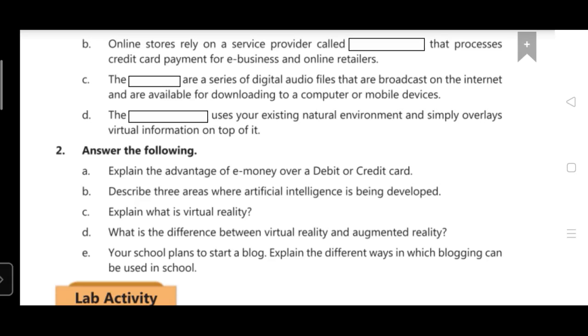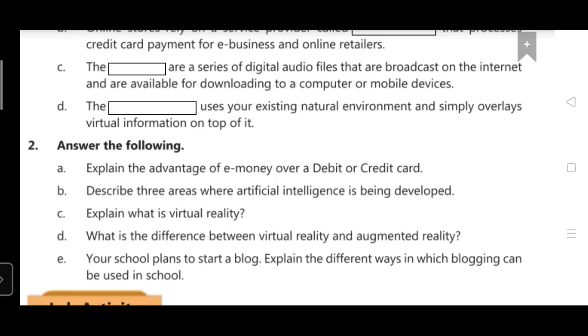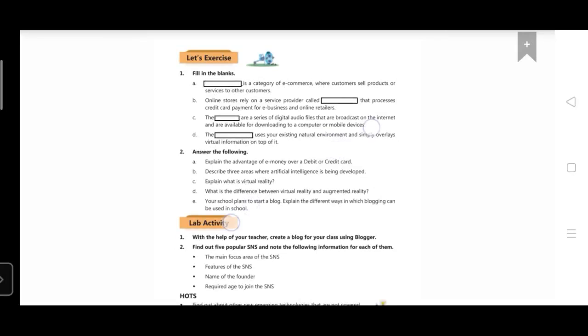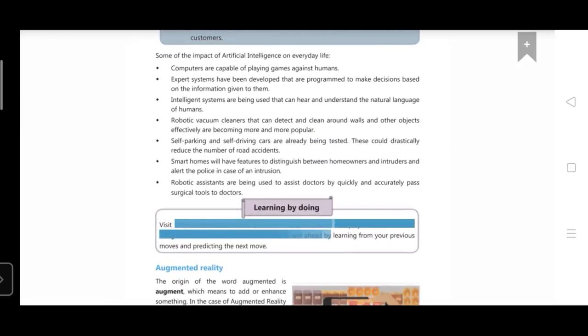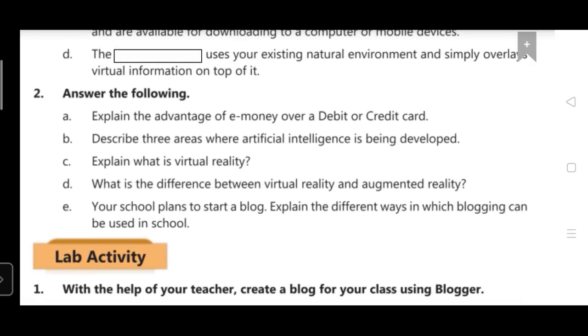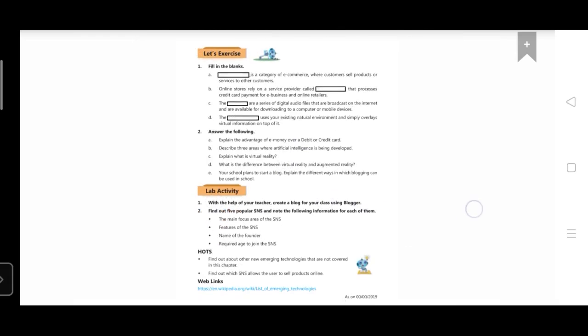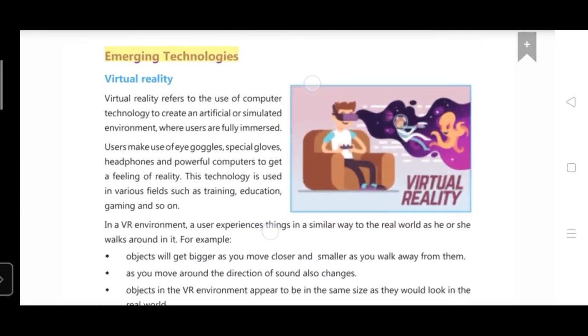B. Describe three areas where artificial intelligence is being developed. That is given on your page number 85. These are the impacts of artificial intelligence. You can write down any three from this. Next, explain what is virtual reality. That is also given in your textbook. This is the definition of virtual reality. You can write down the first two paragraphs in the answer.